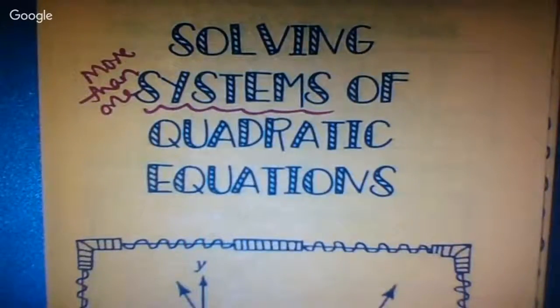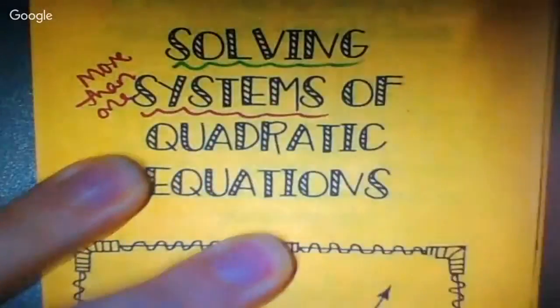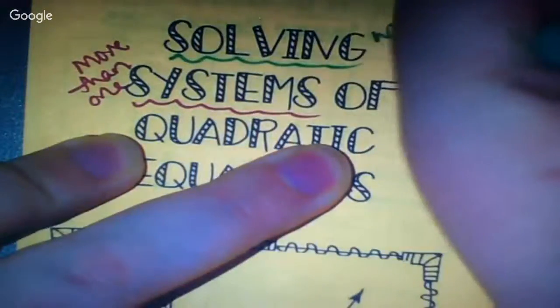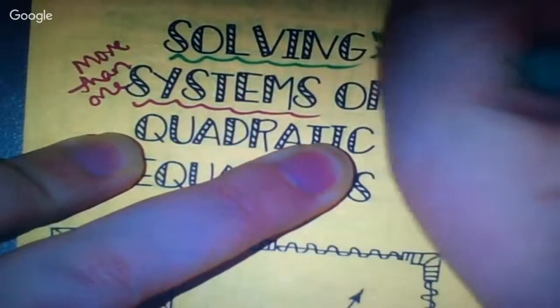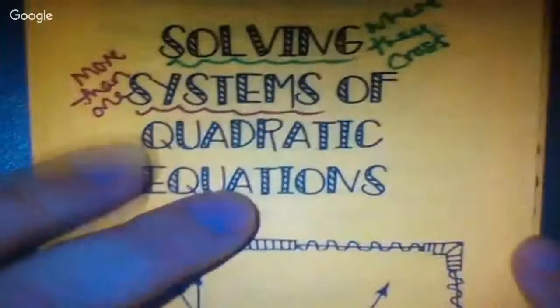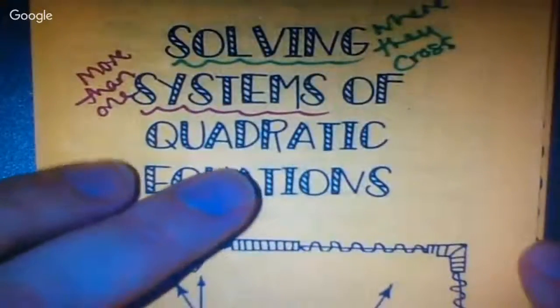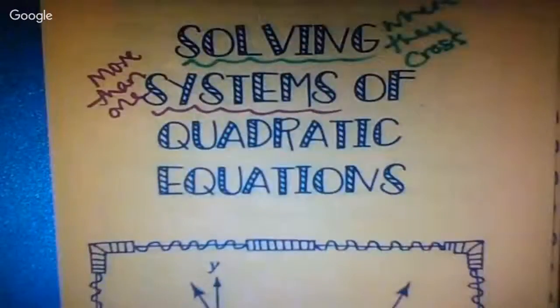So now, instead of having two lines, you're either going to have a line and a quadratic or two quadratics. We're still solving, which means finding where they cross. So we're looking at more than one, and we're trying to find out where they cross.